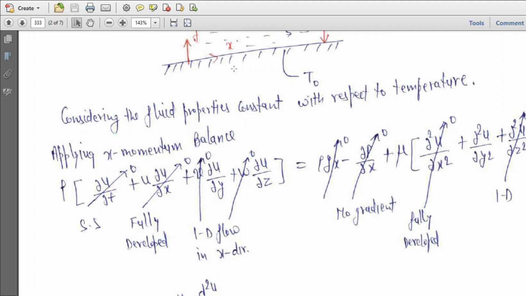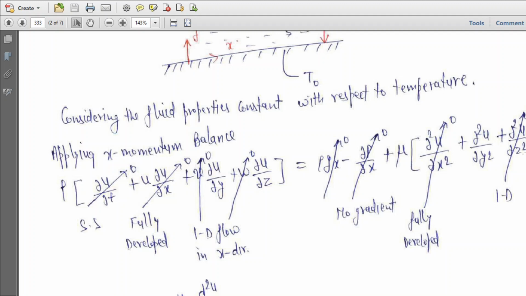Now we are putting in the conditions from our problem. We are solving it for steady state, so nothing is a function of time, and this derivative gets cancelled. Fully developed flow in x direction, so del u upon del x is 0. Flow is purely one dimensional in x, so v and w are 0, and these two terms get cancelled. Gx is 0 because g is acting downwards. No applied pressure gradient, so del p upon del x is also 0. Del u upon del x is 0 from fully developed flow.